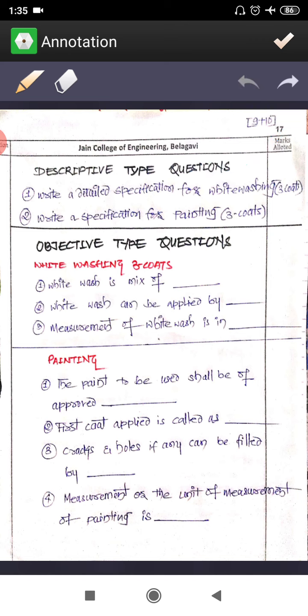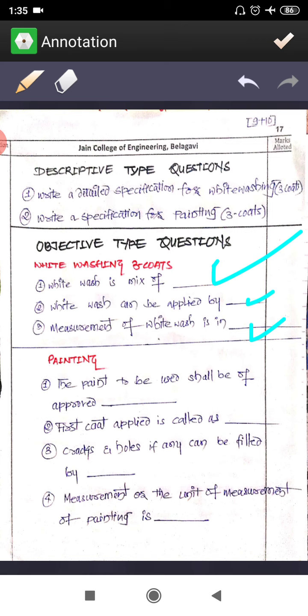Whitewash is a mix of what? It is a mix of slaked lime and water, and you are going to add glue, or you're going to add rice dissolved in hot water, right? Then whitewash can be applied by jute brushes. Measurement of whitewash is done in terms of meter square superficial area.